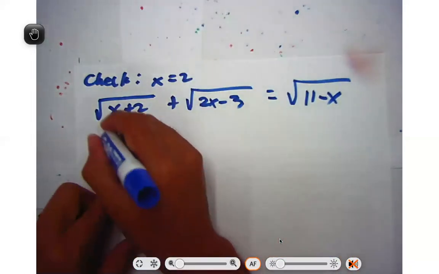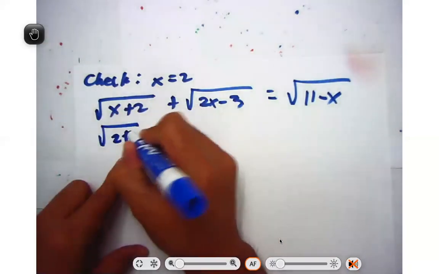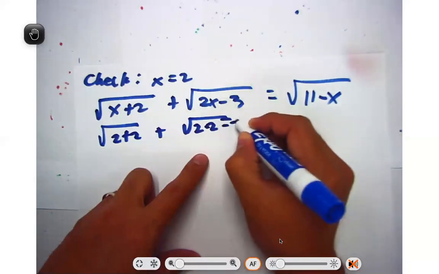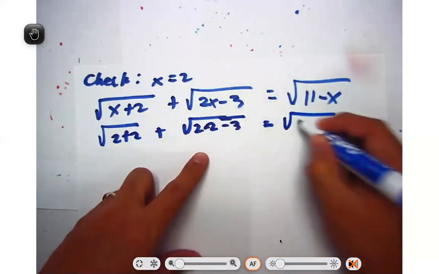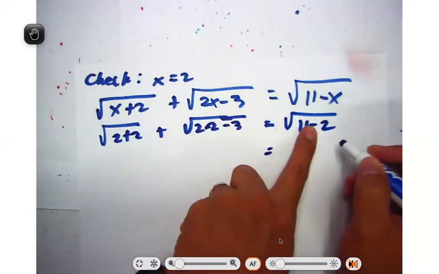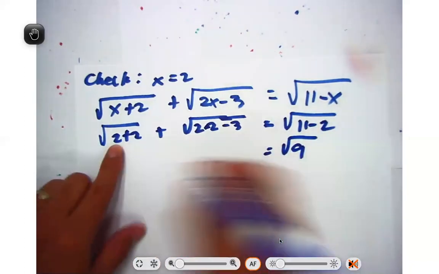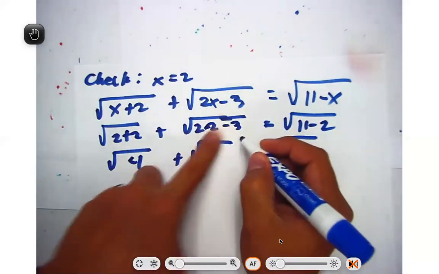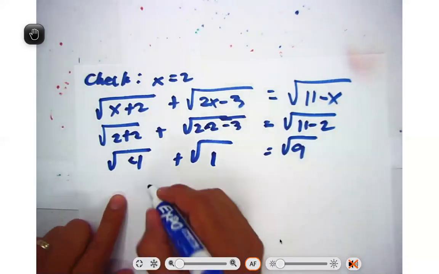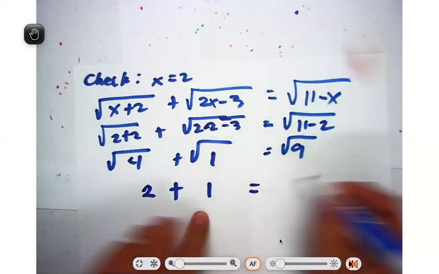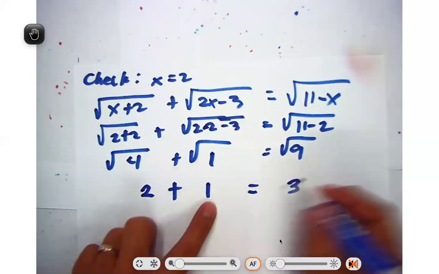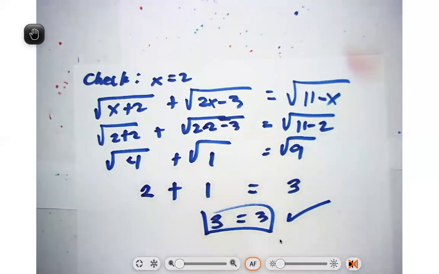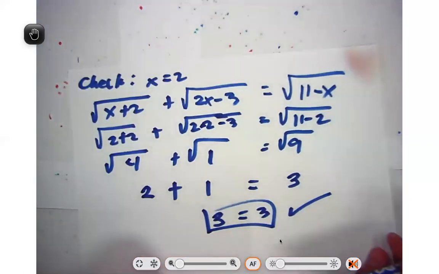This is 2 plus 2. Plug in x, 2. It's times, and then 11 minus 2. 11 minus 2, 9 here. 4. 4 minus 3 here. 1. All right, square root of 4, square root of 1, square root of 9. 2 plus 1. Right. So I told you I'm correct. Okay. So x is equal to 2.